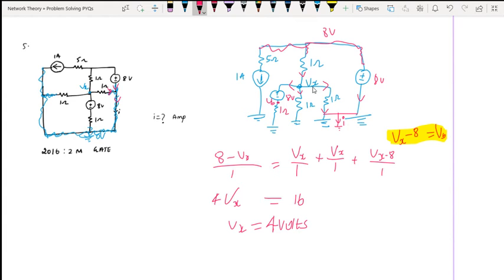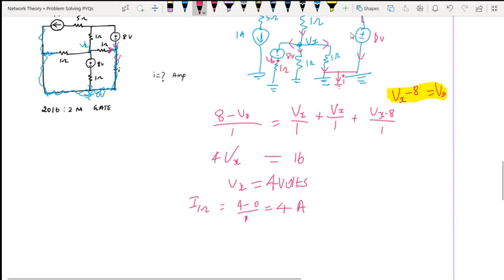So what is the current through this 1 ohm resistor? I'll call that I1 ohm. I1 ohm is V minus 0 divided by 1 ohm. So the KCL for this branch is V minus 0 divided by 1, right? This V is Vx, and Vx is 4 volts. So 4 minus 0 divided by 1, that happens to be 4 amperes of current. That is the current through the 1 ohm.